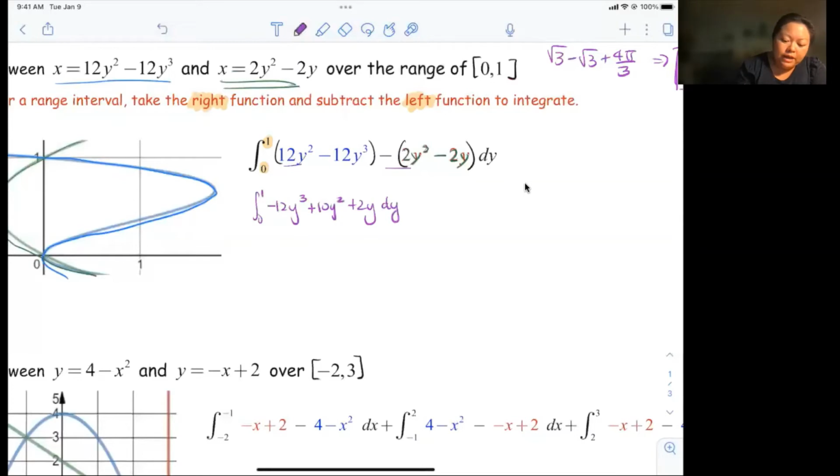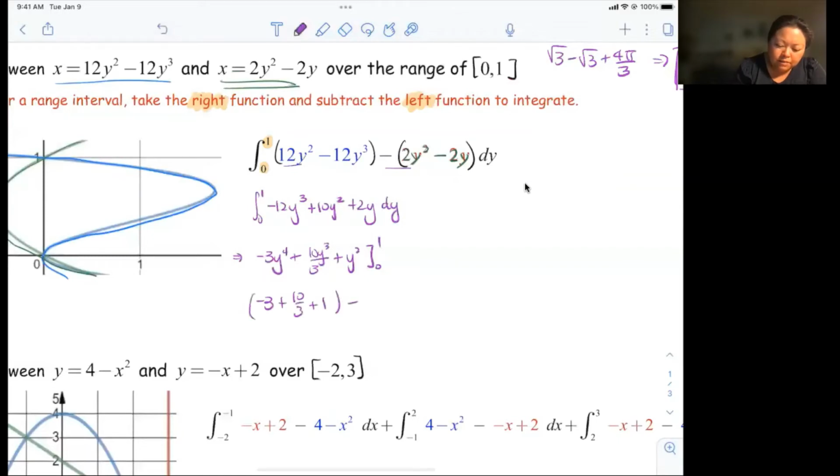Okay, I am ready. So antiderivative, I get negative 12y to the fourth over 4. So negative 3y to the fourth plus 10y cubed over 3 plus 2y squared over 2. So y squared, evaluated 0 to 1. And again, we should learn to really appreciate polynomial functions, because knowing that when you plug in a 0, you'll get 0, you don't have to worry about that second plug-in, right? So you get negative 3 times 1 plus 10 over 3 times 1 plus 1 minus 0.